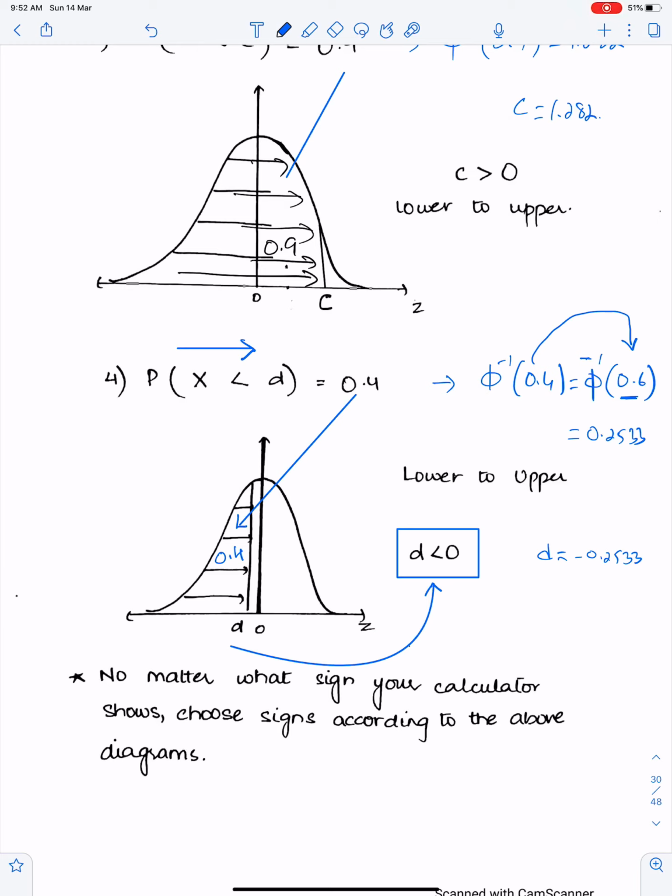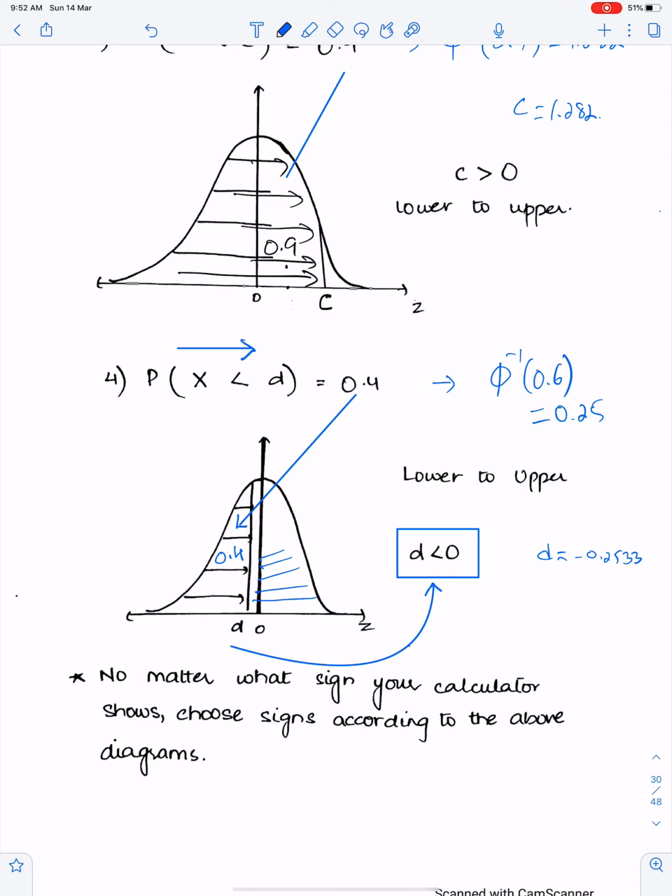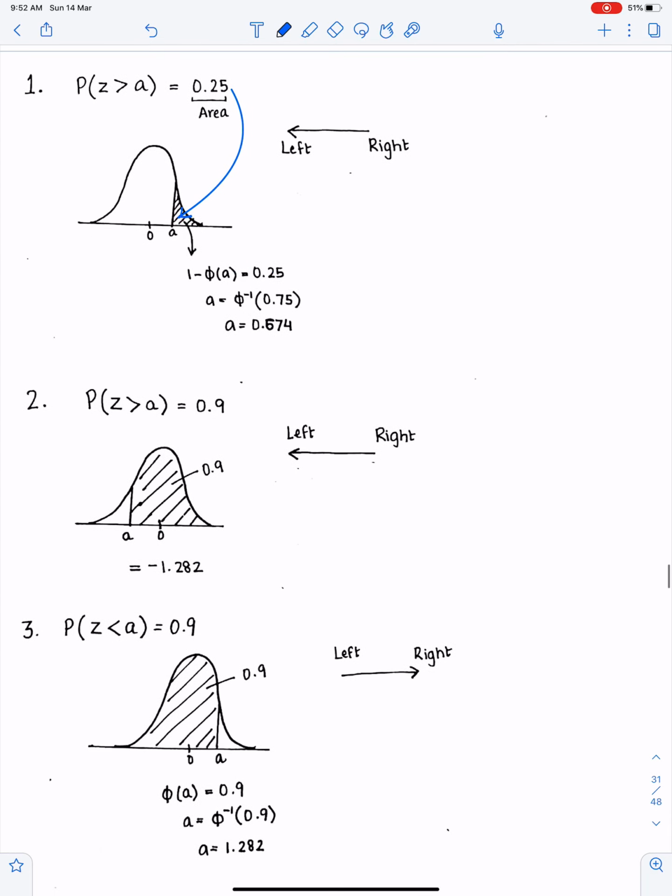Here I did this directly. I subtracted 0.4 from 0.6. So don't mix this thing. Let me erase this. This was fine, but maybe you would mix this thing. This was originally 1 minus phi, but you cannot find this area, so you need to find this area, 0.6. That is why I wrote phi inverse 0.6 here. And the answer was 0.2533. So this is question number 1.